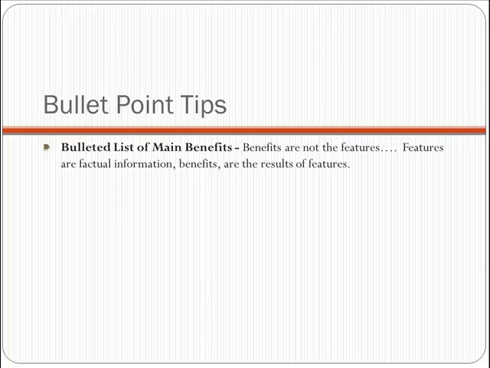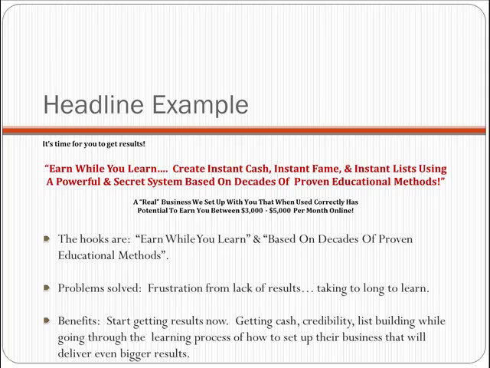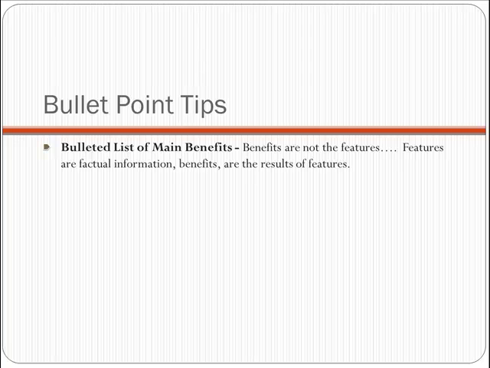All right, let's talk about our bullet point tips, because these are going to be where your next benefits come in. Benefits are not features. We're not talking features. Features are factual information. Benefits are the results of the features that you have. So if we go back to this last slide, these aren't just features. We're showing them the benefits, what they're going to get: the instant cash, instant fame, instant lists using the methods that we're teaching them. They're going to earn while they're learning. So basically we're going to be focusing on benefits, and not the features of our product.